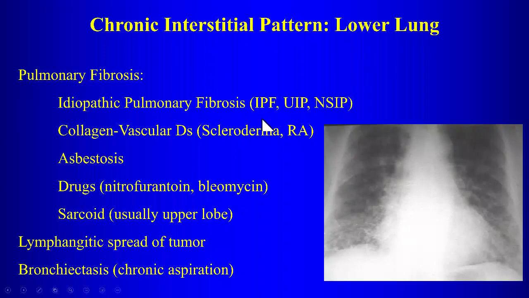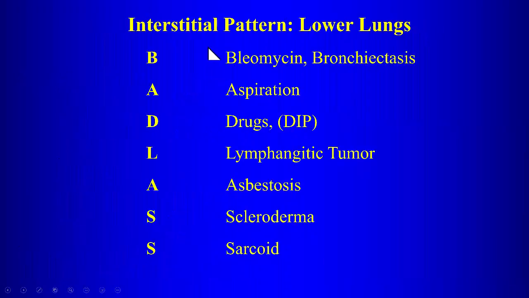So if we have an interstitial pattern of lower lung disease, what are the things to think about? Idiopathic pulmonary fibrosis, collagen vascular disease, asbestosis, drug reactions, sarcoid, although usually sarcoid is upper lung, but there can be cases where it might be lower lung predominant. Maybe we're not dealing with fibrosis. In that case, lymphangitic tumor, bronchiectasis, those can also on the chest radiograph look like lower lung interstitial disease.